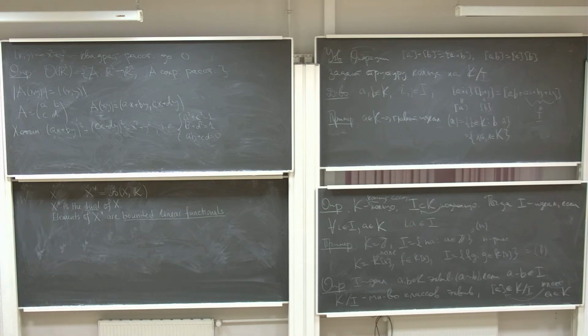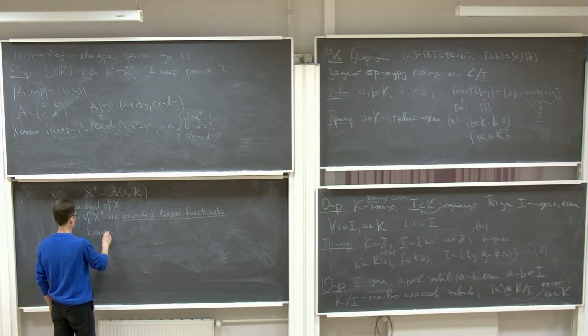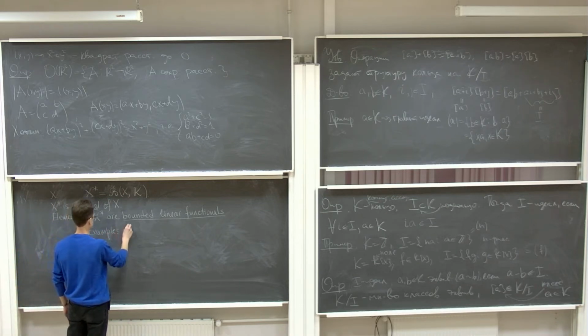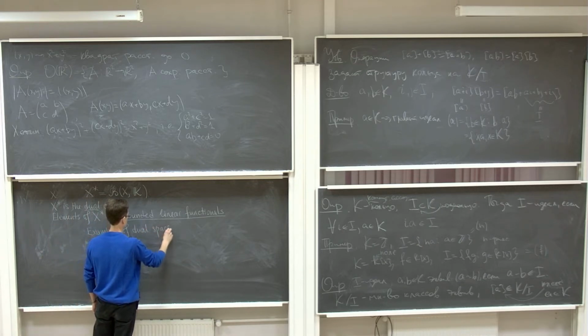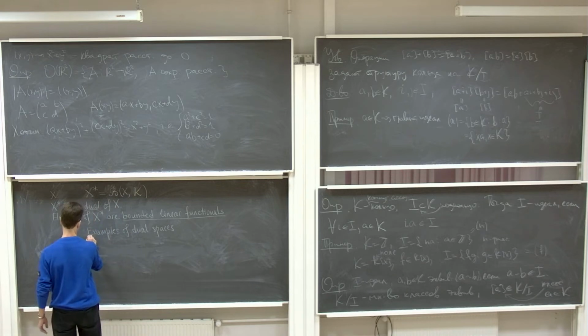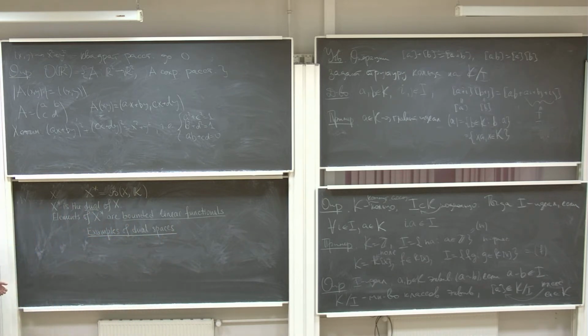So today we continue our discussion of concrete examples of duals. Examples of dual spaces. So we want to describe explicitly the duals of some standard normed spaces. The first example was already discussed at the previous lecture. This is the dual of a Hilbert space.